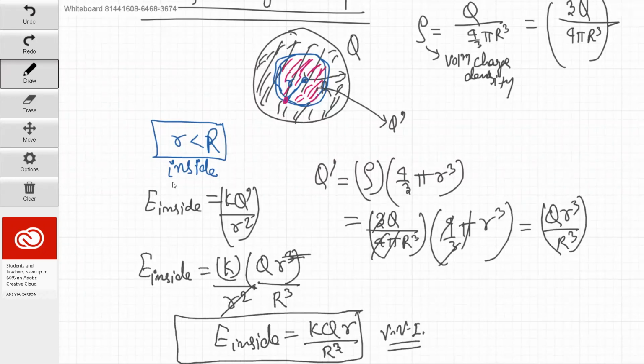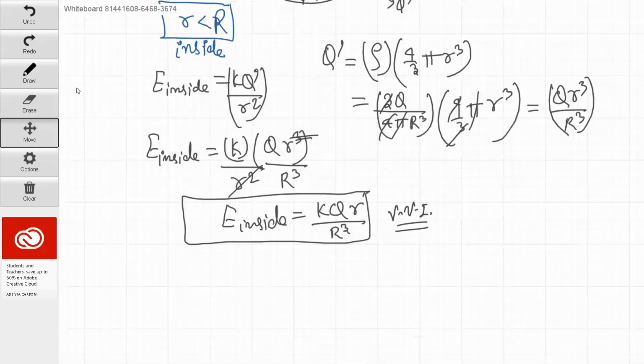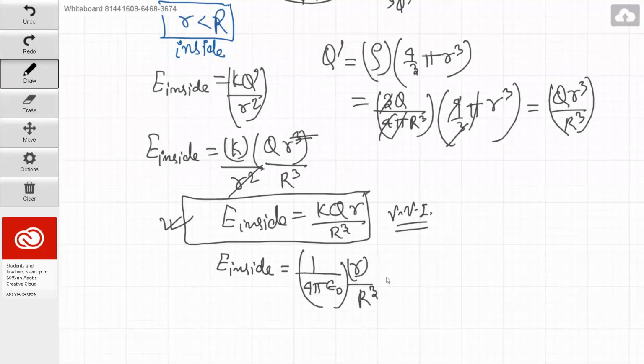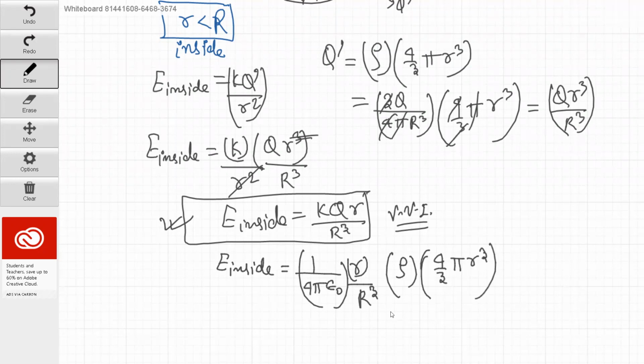Very, very important formula. But this formula is represented in two ways. One representation is this one in terms of charge, and one is in terms of volume charge density rho, isn't it? So electric field inside, can I say that this will be equal to, what is k? K is 1 by 4 pi epsilon naught, isn't it? Into r divided by capital R cube into what is q? Can you tell me what is q? Q will be equal to rho into volume. Volume will be equal to 4 by 3 pi into small r cube. Is this all right?